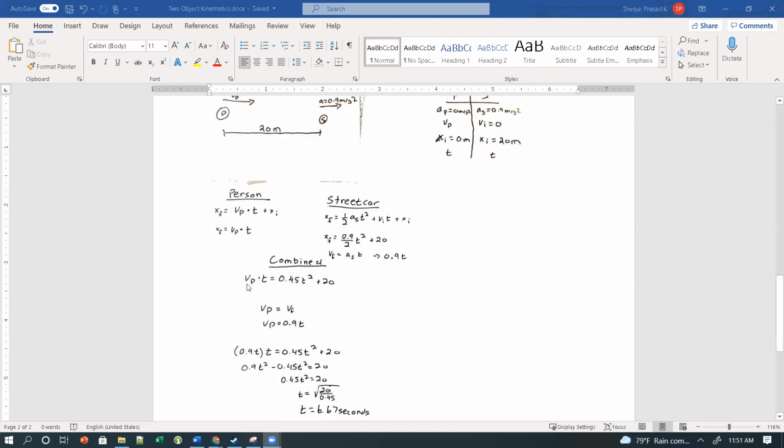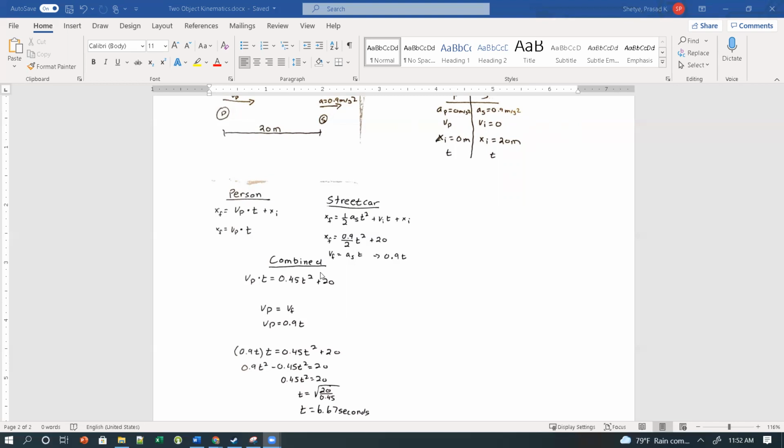So we get that the velocity of the person times time equals 0.45, which is 0.9 divided by 2, t squared plus 20. So this is the combined equation for both of the objects, and we have two variables in one equation. So we can see that it is much simpler from here. We initially had what, 7 variables. Now we have simplified it to 2. However, we still need to simplify it to 1 variable because we cannot solve an equation which has 2 variables.